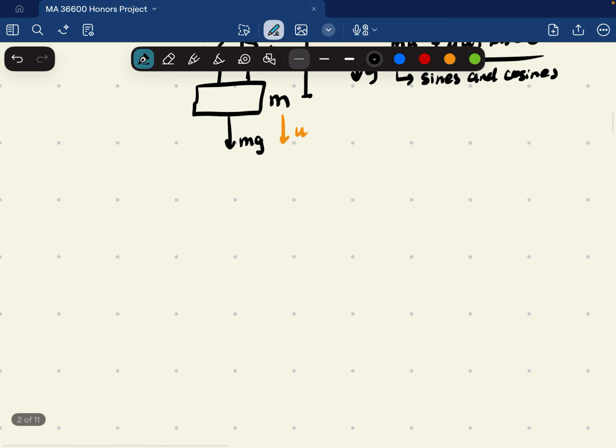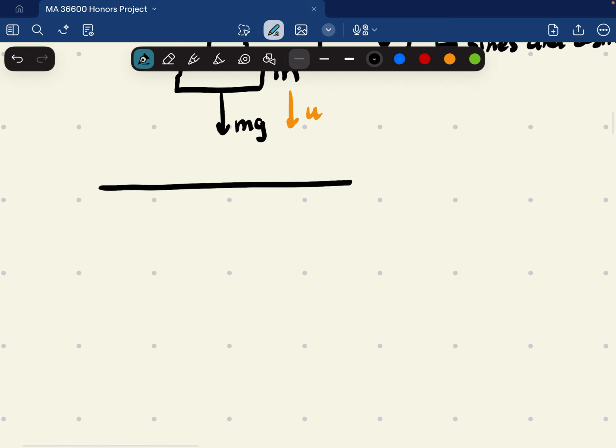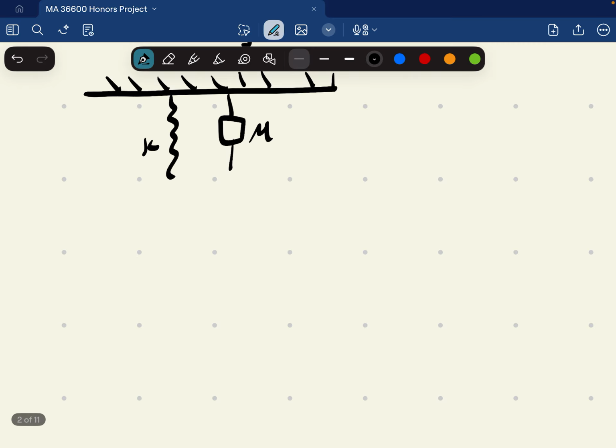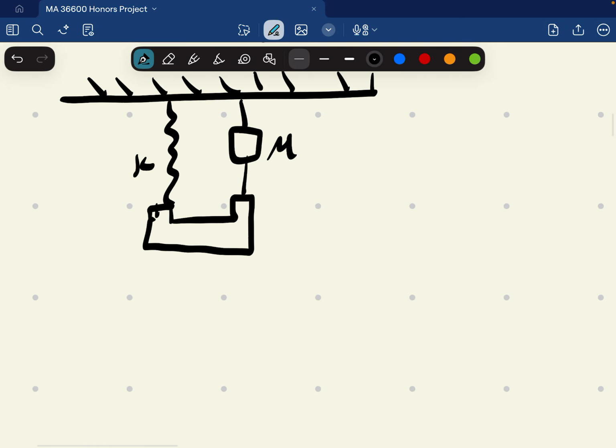So now I'm going to change the situation. Once again, I have the same fixed ceiling, the same spring with spring constant k, and the same damper, mu. Now, instead of a block, I'm going to have a box. So I'm going to draw like this. Okay, I'm not the best artist in the world.